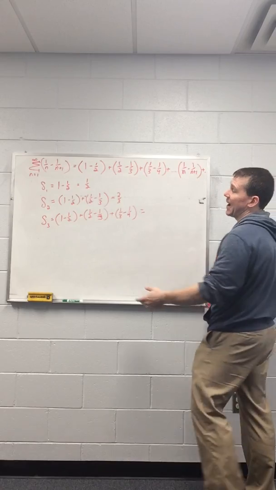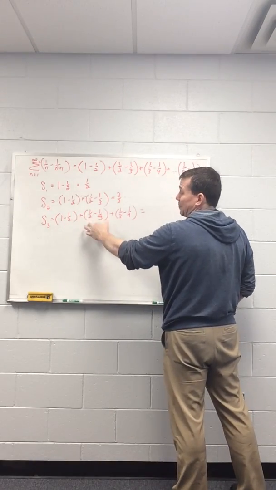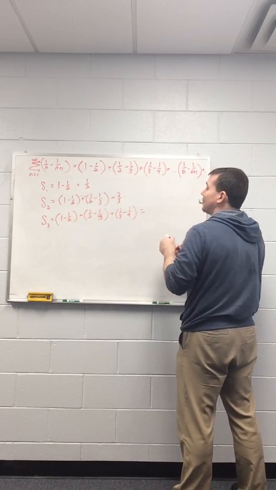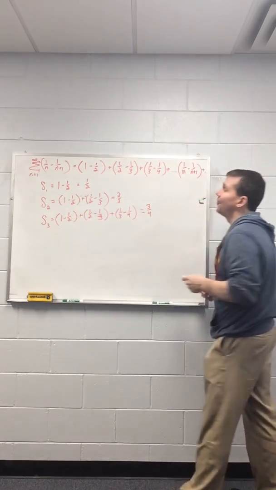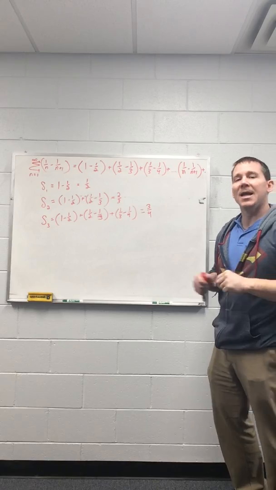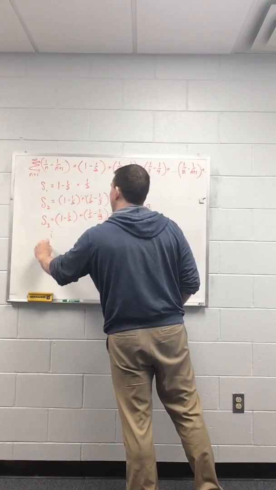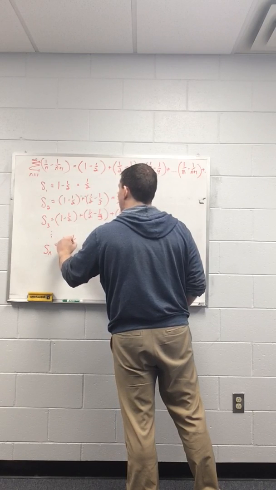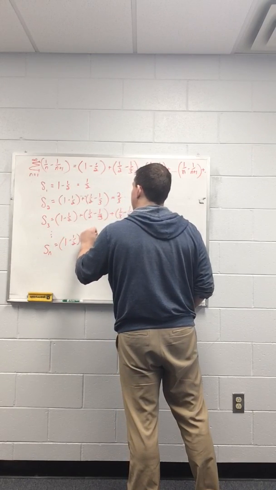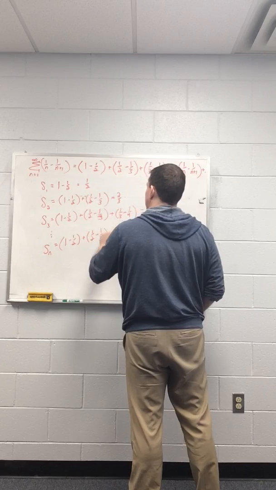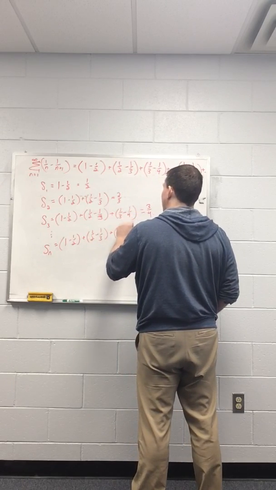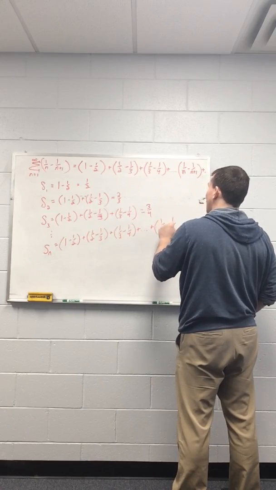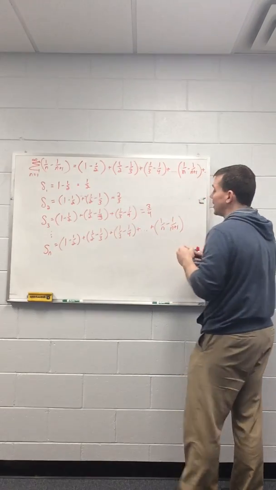And if we see the pattern here, now I have minus 1/2 plus 1/2 minus 1/3 plus 1/3. Those cancel. I get 1 minus 1/4, which is 3/4. And now if I generalize down to s sub n, it's what I have written up there: 1 minus a half, plus a half minus a third, plus a third minus a fourth, plus all the way out to the nth term, which is 1 over n minus 1 over n plus 1.